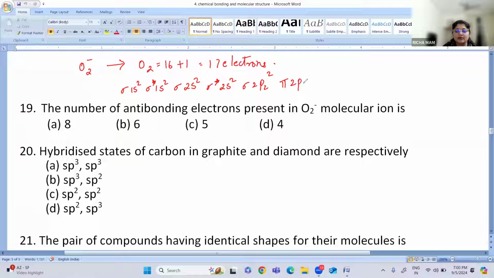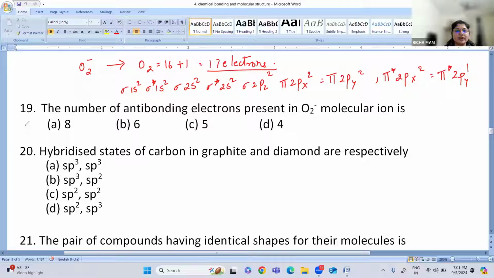pi 2px2 equals pi 2py2, then pi star 2px equals pi star 2py, with 1 electron. So 2, 4, 5, 6, 7, 8, 9, 10, 11, 12, 13, 14, 15, 16, 17. So we have filled up the 17 electrons.